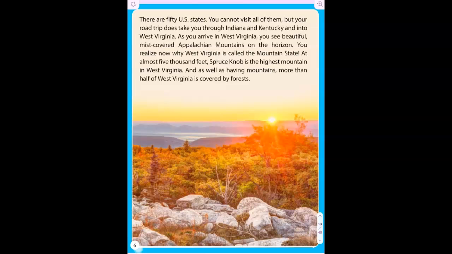At almost 5,000 feet, Spruce Knob is the highest mountain in West Virginia. And as well as having mountains, more than half of West Virginia is covered by forests. So here's a vocabulary word, boys and girls: horizon. The horizon is that line in the distance where it looks like the earth or the ocean meets the sky. They're not really meeting, but it looks like that.